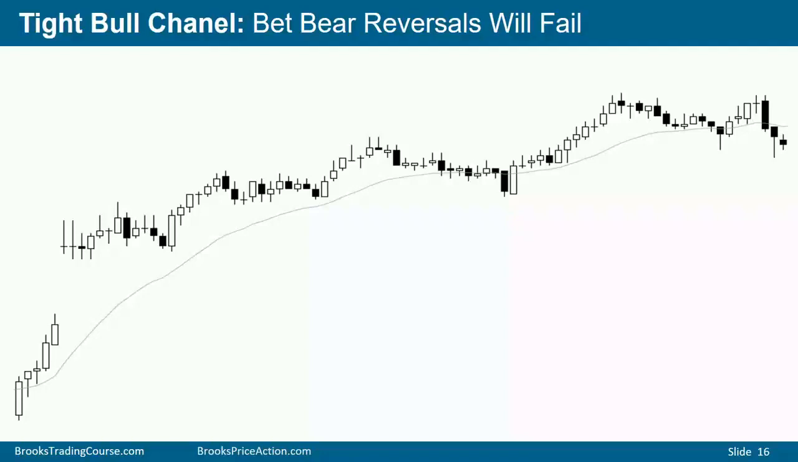It's better to wait for a pullback, a reversal attempt, and bet that it will fail, and then buy the reversal up. Every attempt to reverse down is another bull flag. So attempt to reverse down, bull flag, look to buy the reversal up, either here, or after this strong 2-bar reversal on the failed breakout below the moving average.